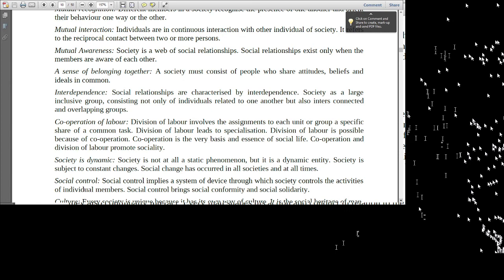So there is cooperation of labor, at the same time there is division of labor, and this division of labor leads to specialization. And division of labor is possible because of cooperation. That is, cooperation is the very basis, the essence, of social life.